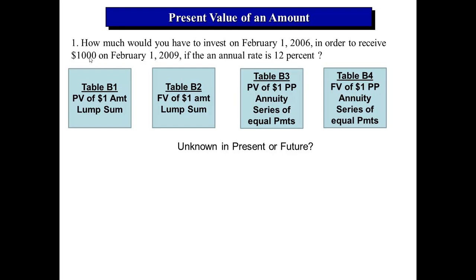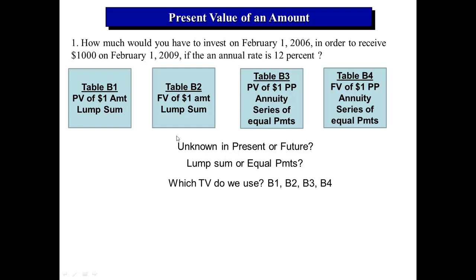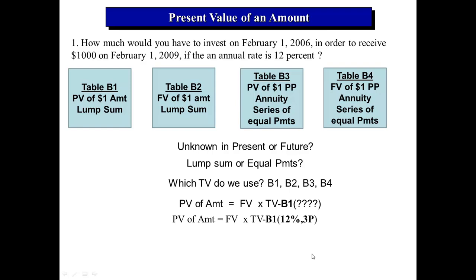So, is the lump sum the unknown, or is it a series of equal payments? Well, it's a lump sum that's unknown. So, it's in the present and it's a lump sum, and so of these four tables, we're going to use table 1, or the table for the present value of an amount. So we're going to plug in the things we know, and the formula will be based on 12% for 3 periods.